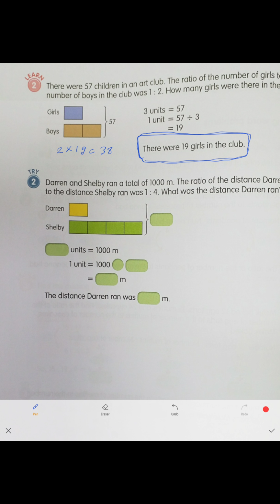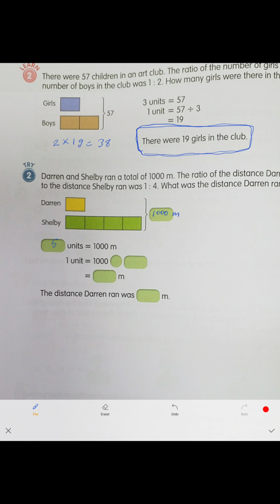And the total, they tell us, is 1 kilometer, or 1,000 meters. So how many units? 5 units is 1,000 meters. Total, 5 units. So 1 unit is 1,000 divided by 5, which is 200 meters. So the distance that Darren ran, 1 unit, is 200 meters. Okay?